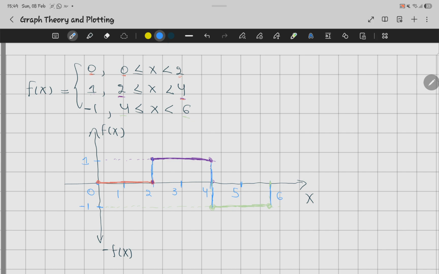So this is how you can represent this graph. And remember, the amplitude here is 1, and here the amplitude is actually -1, and here the amplitude is 0. So this is how we can represent this function into graphs.